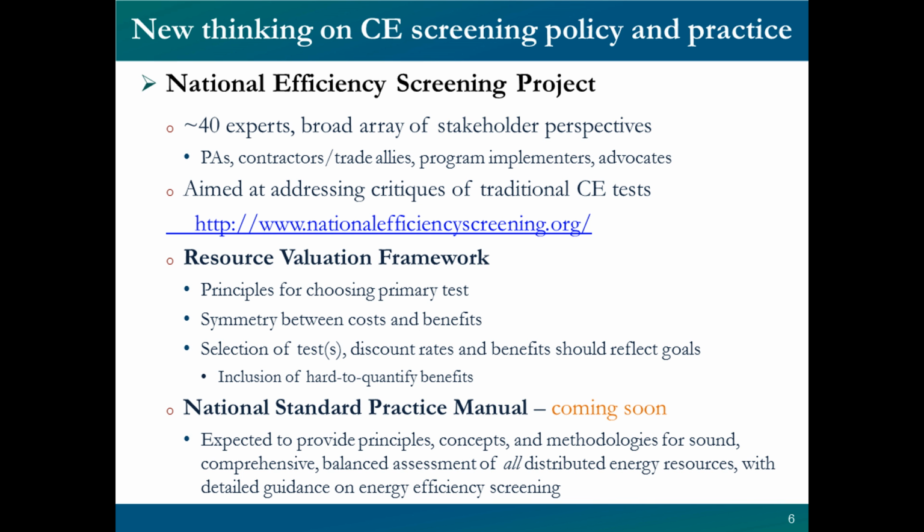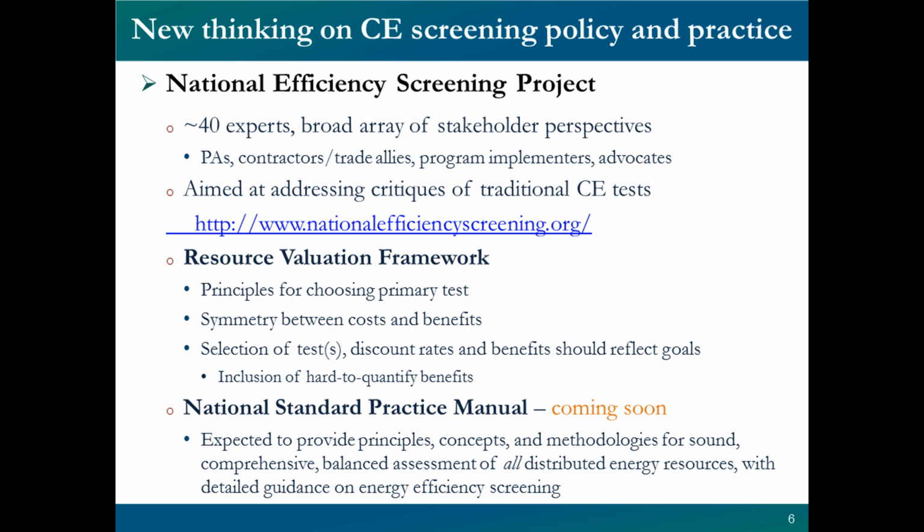It also argues that there are a number of benefits out there that are indeed hard to quantify, but they argue that even if a benefit is hard to quantify, it's still a benefit, and that there ought to be some way of taking it into account.